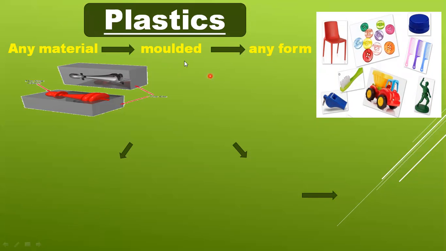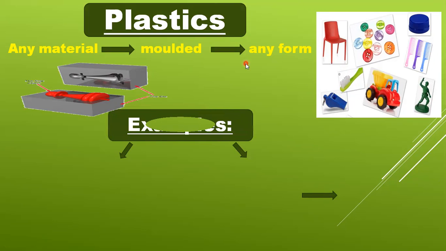It means plastics are any material that can be changed into any form. For example, on heating, we can convert plastics into different shapes. For example, as you can see here, the plastic chair, plastic combs, buttons, etc.